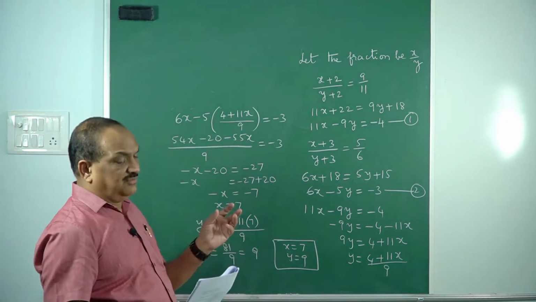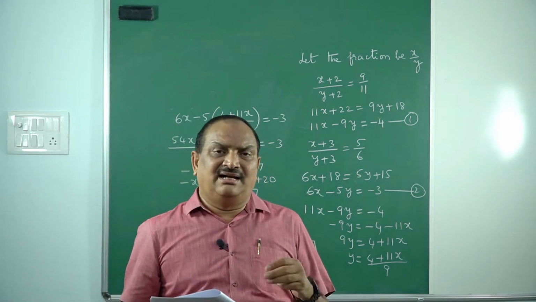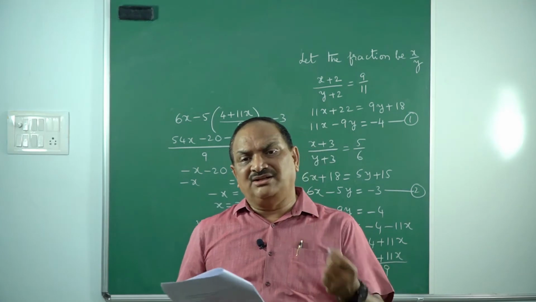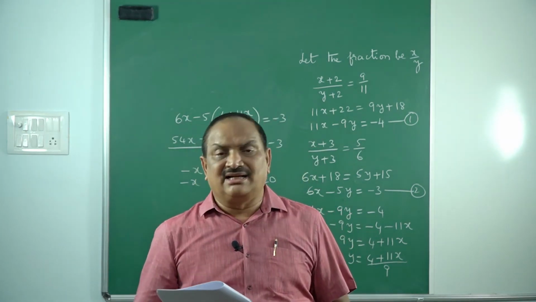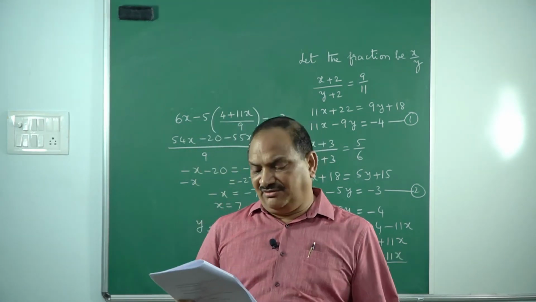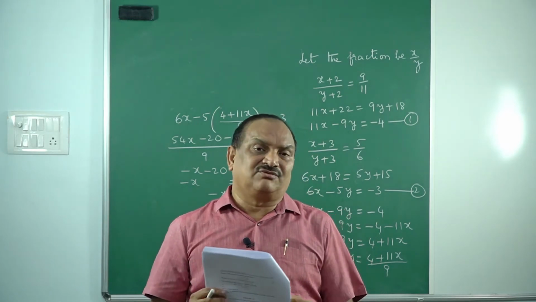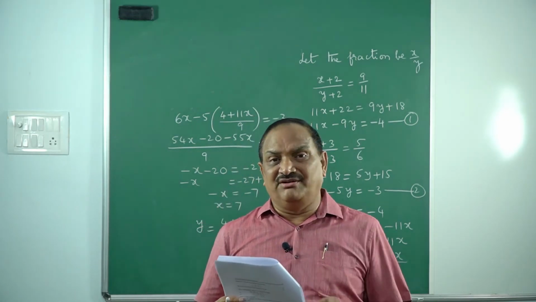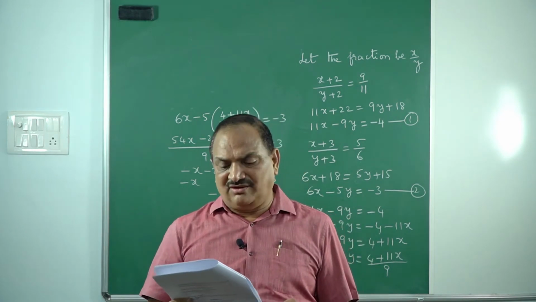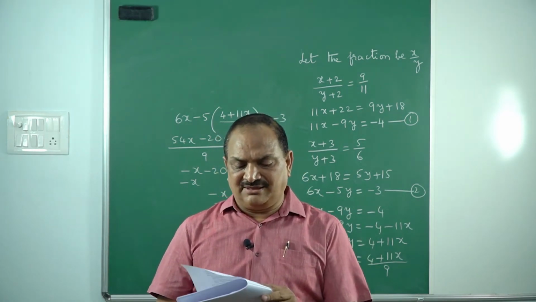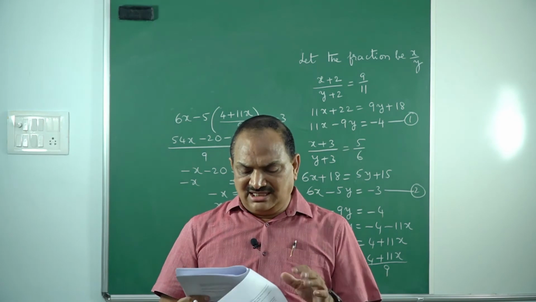So this is about a fraction and the kind of manipulations being done, adding to the numerator or subtracting some other number, whatever it is. In all such cases, where the problem is given in terms of fractions, you can assume the fraction to be x on y and start working it out. Okay. And now we go to the elimination method.